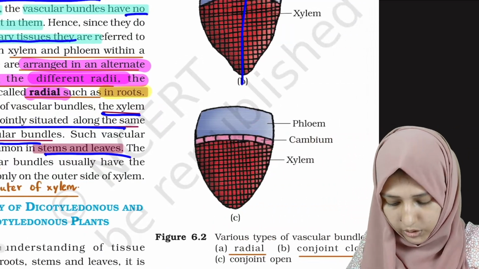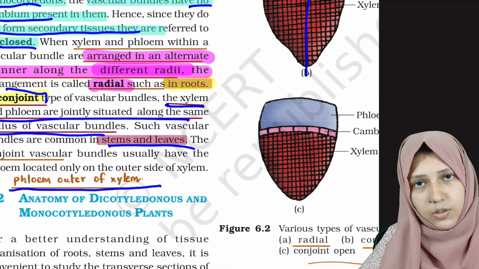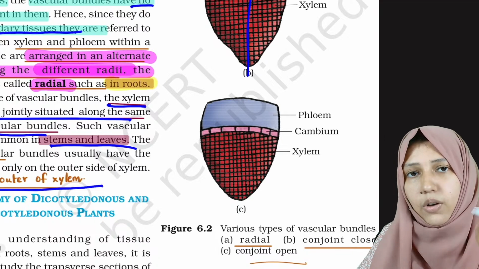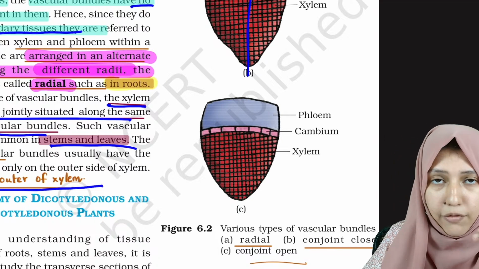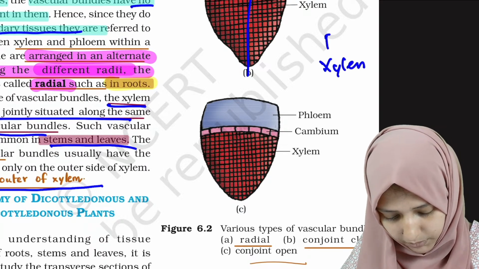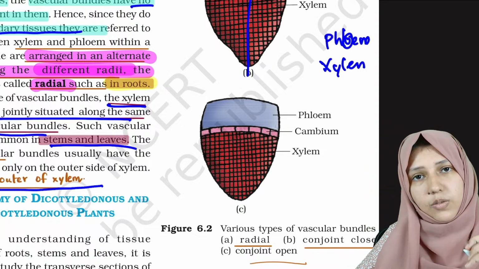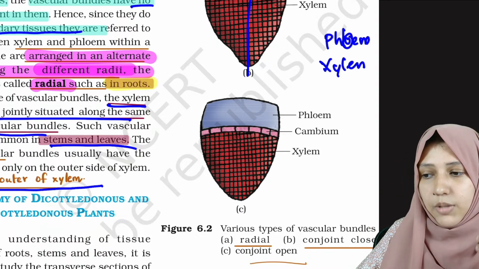And in conjoined the phloem will be present outside of the xylem, which means the xylem will be inside and the phloem will be outside. Just remember by this technique: xylem, phloem, right? Phloem has an O, which means phloem is outside and xylem is inside.